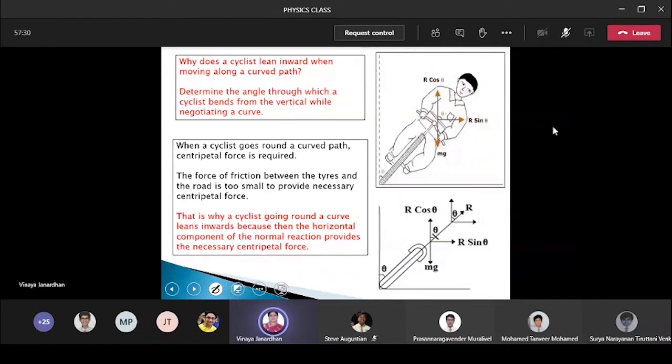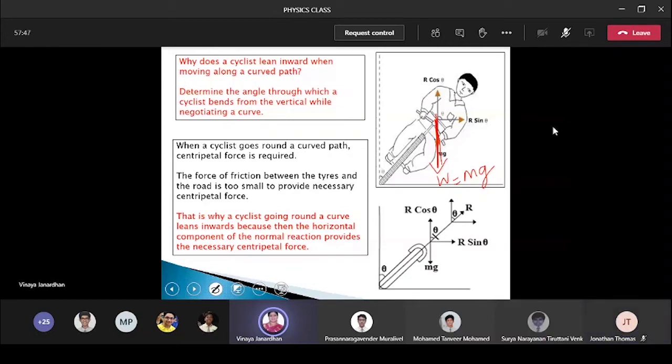Ma'am, why is the force of friction very small? Look at the dimension of the tire. If you look at the dimension of your cars and heavy vehicles, and look at the dimension of the tire, that's the reason, right?